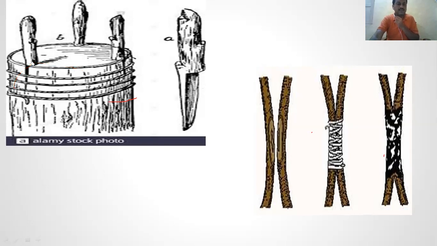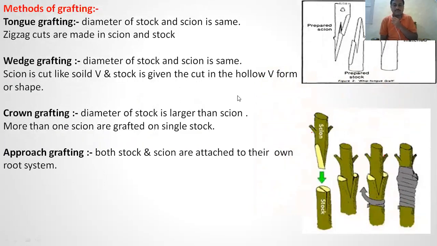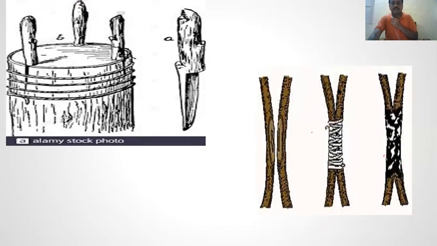Then next is approach grafting. In approach grafting, both the stalk and scion remain attached to their own root systems. Like this, two different species are attached, each with its own root system, but they develop only one plant.